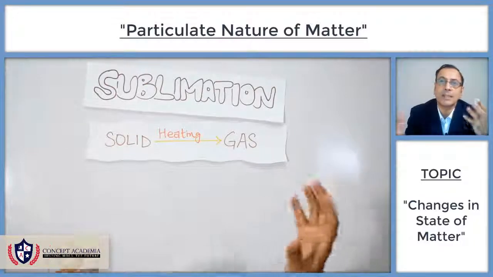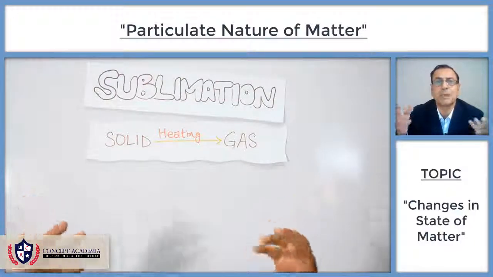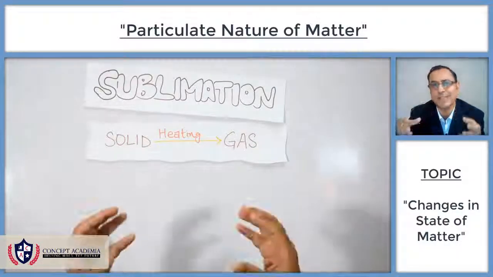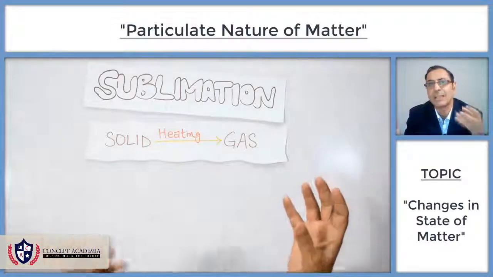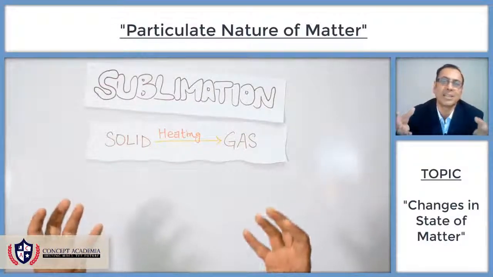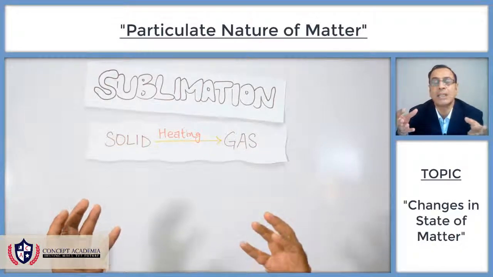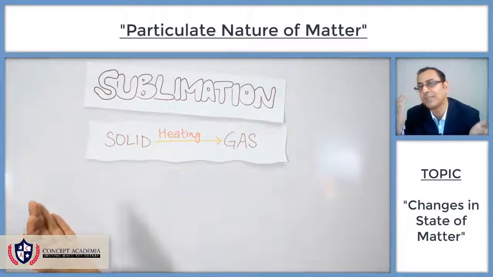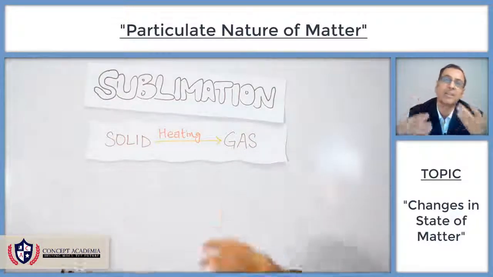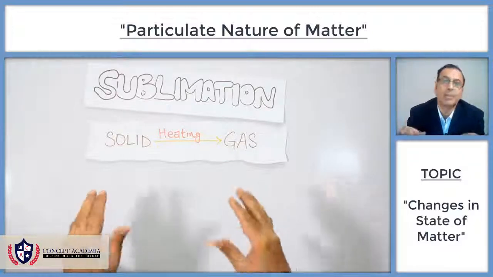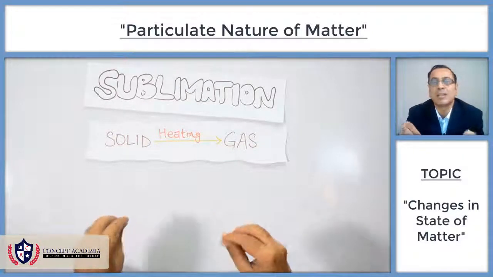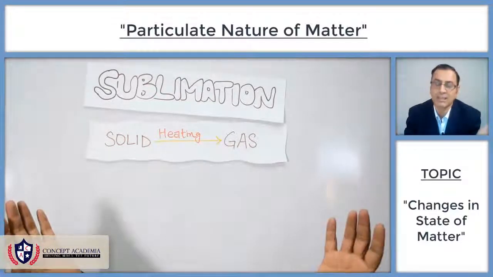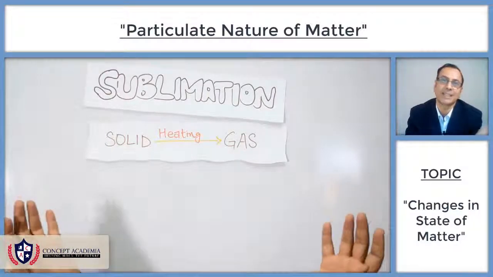And it is because of the solid particles, for example the iodine particles, being arranged in such a way that when we heat them, they directly convert into gas. It is the arrangement of the particles that is very important. If a solid is converting into the liquid state, it is due to the arrangement of the particles. But in the case of sublimation, the solid particles of iodine will immediately go away from one another and convert into the gas state.